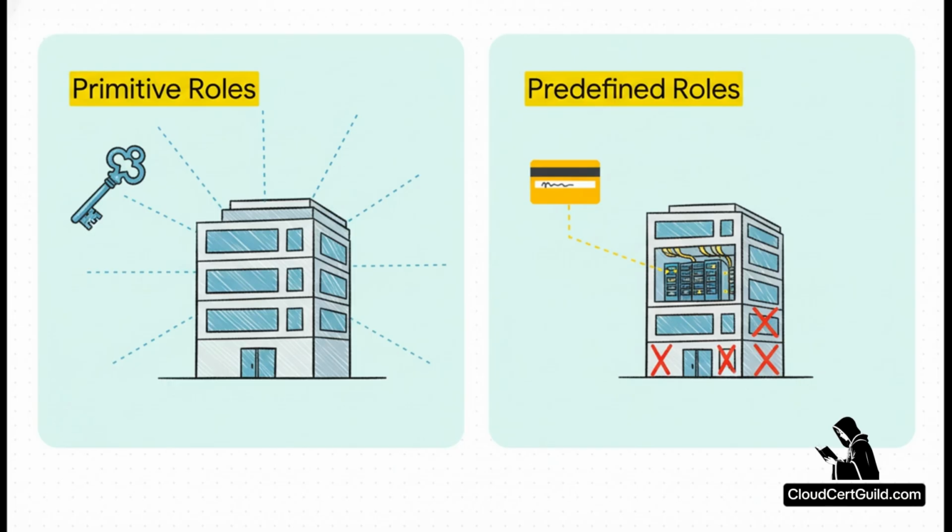Now on the right, you have predefined roles. These are way better. They're like a specialist's keycard. A network admin's keycard only opens network closets. A database manager's keycard only works on the database servers. This is so much more secure because it follows a core idea called the principle of least privilege. You only give the exact access someone needs to do their job and absolutely nothing more.